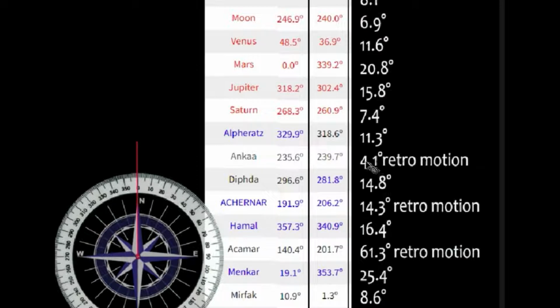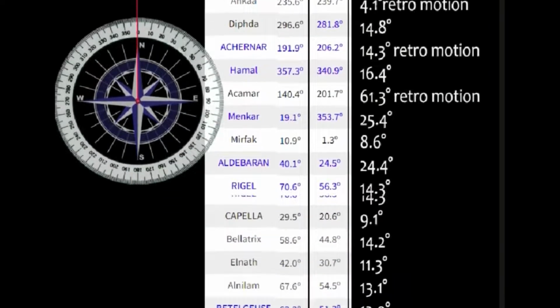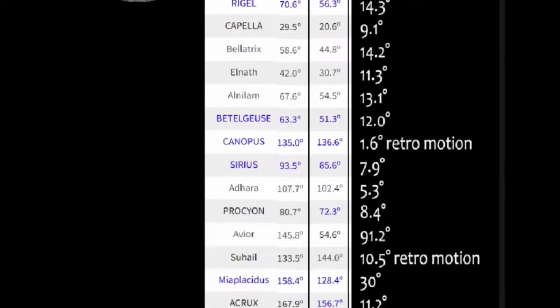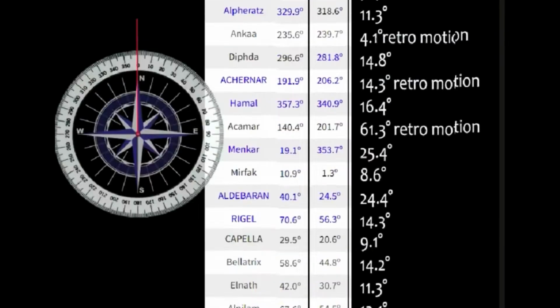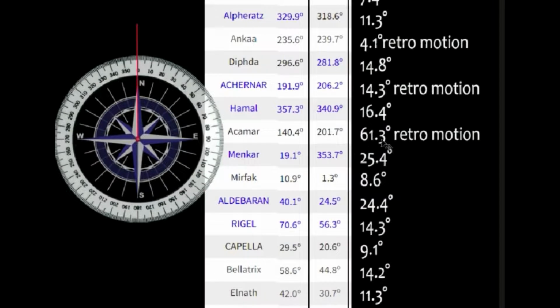Here 14, here 4.1. Even your star, you observed it at 14.3 in a retro motion. A jump of 91 degrees. Put that next to that 61 degree retro motion. That's a difference in azimuth of like 150 degrees in an hour.